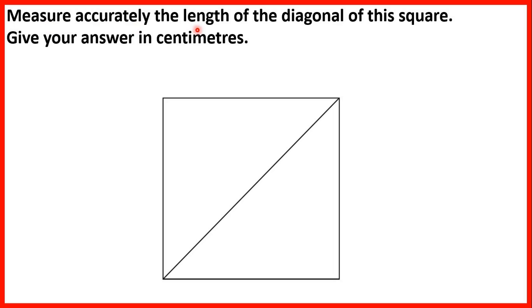Measure accurately the length of the diagonal of this square. Give your answer in centimetres. So a diagonal is a line that joins opposite corners. So the diagonal is this line here.